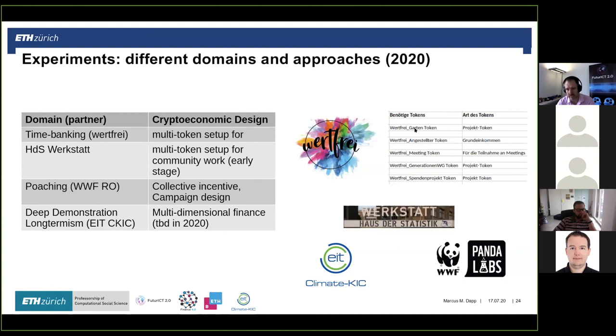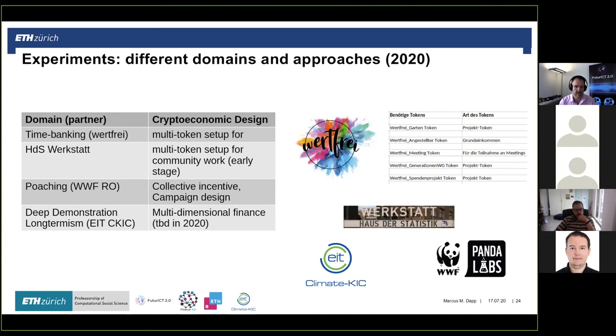So this means working in the gardens, working in the multi-generation flat shares, and here are some donation projects. So they really think about different areas of action their members can engage in, and how tokens could represent these different actions.